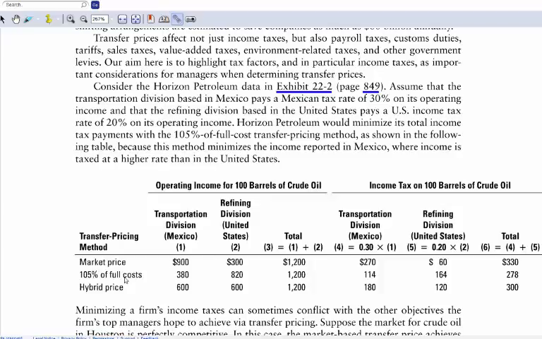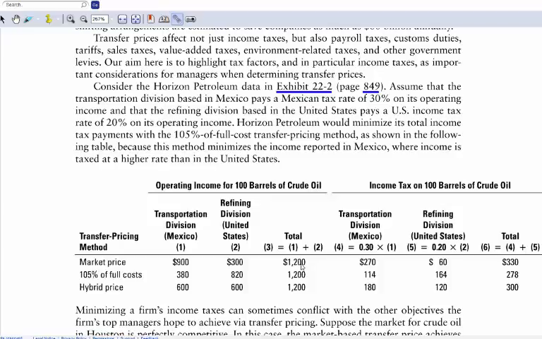The second one was 105% of the transportation division's full cost. Their operating income result was $380. The refining division, using that transfer price of $79.80, resulted in $820 in operating income. And then finally, under that hybrid one, it was $600 and $600 operating income. Basically, we split that total.